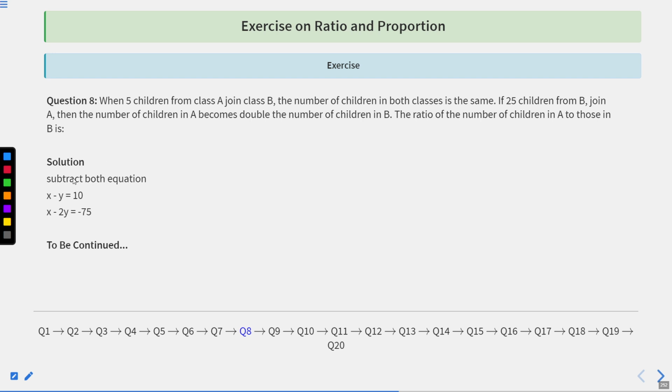So when you subtract both the equations, we have x minus y equal to 10 and x minus 2y equal to minus 75. We solve both equations and get the value of y equal to 85 and x equal to 95. So x is to y will be equal to 19 is to 17, which is option number D.